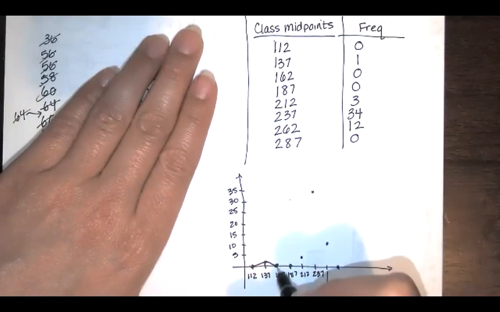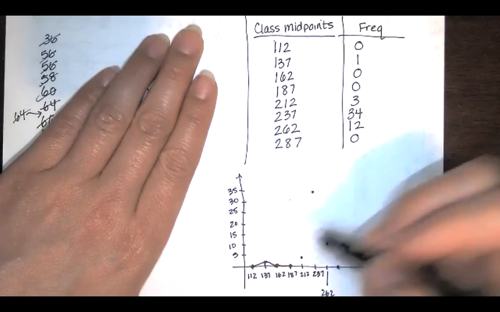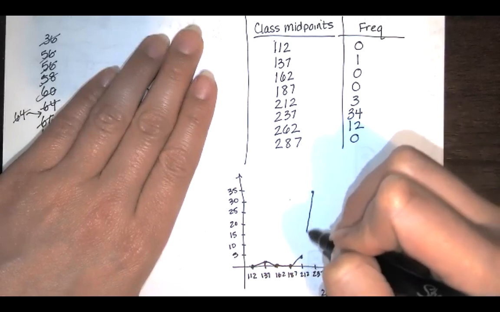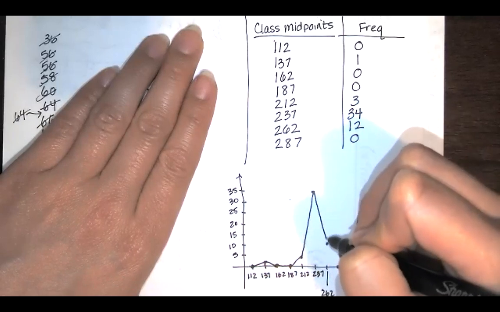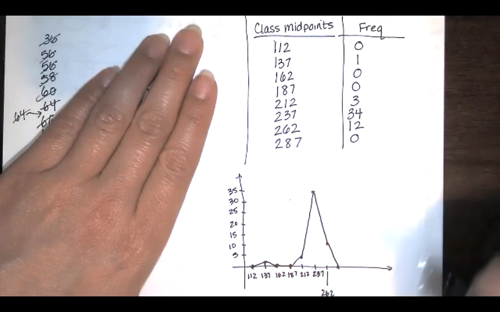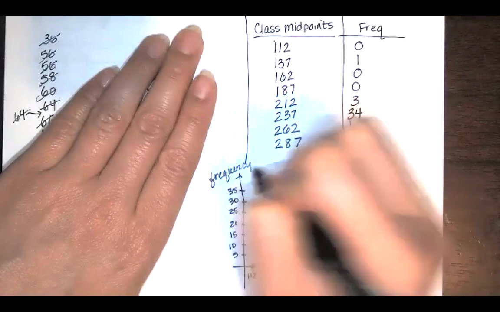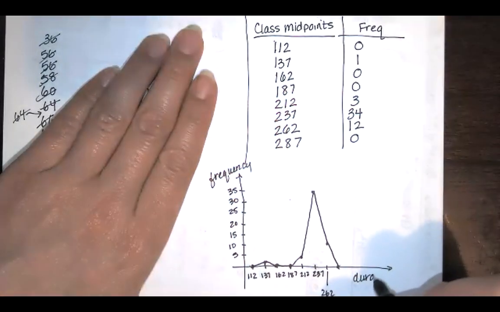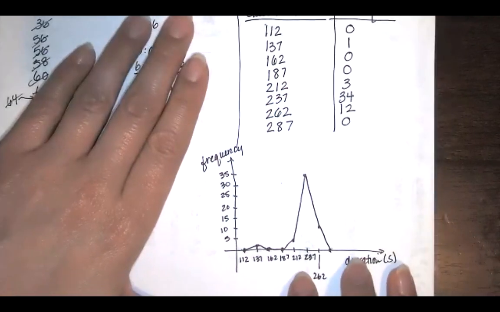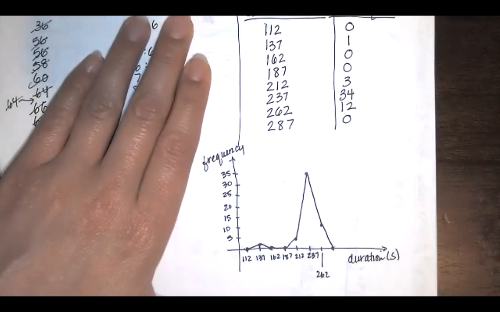So this is my hand-drawn frequency polygon for this data set. That's how I would do it by hand. I'd have frequencies over here, and these are durations of those eruption times, in seconds. Now let's go back to the PowerPoint.